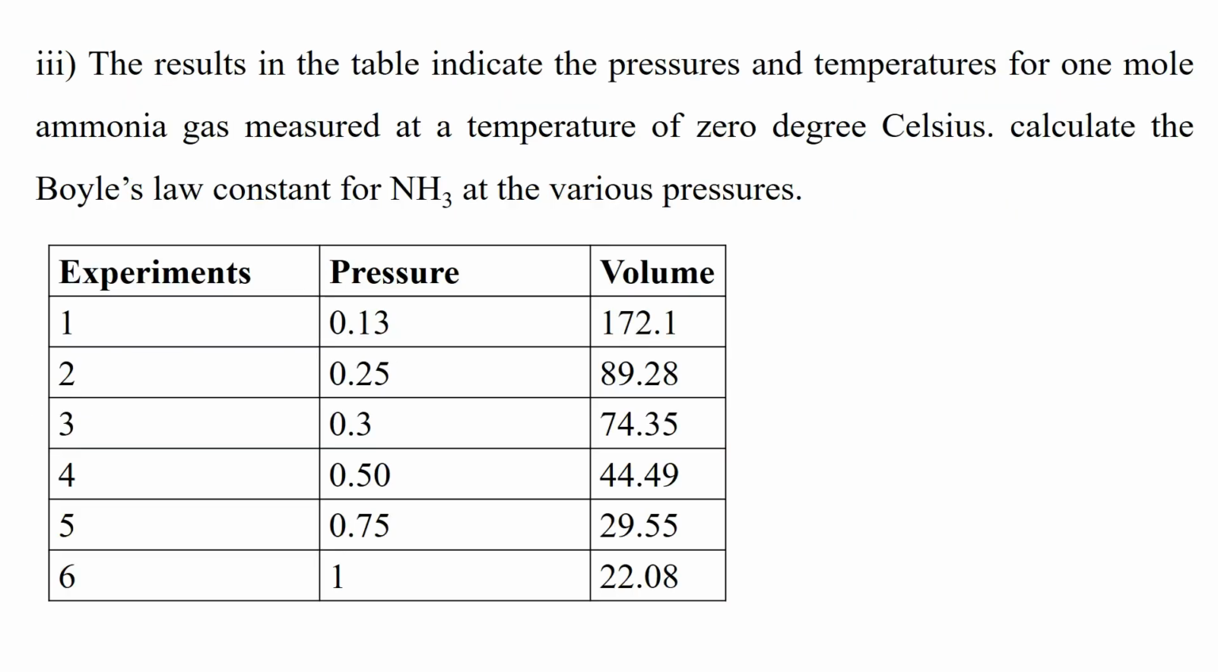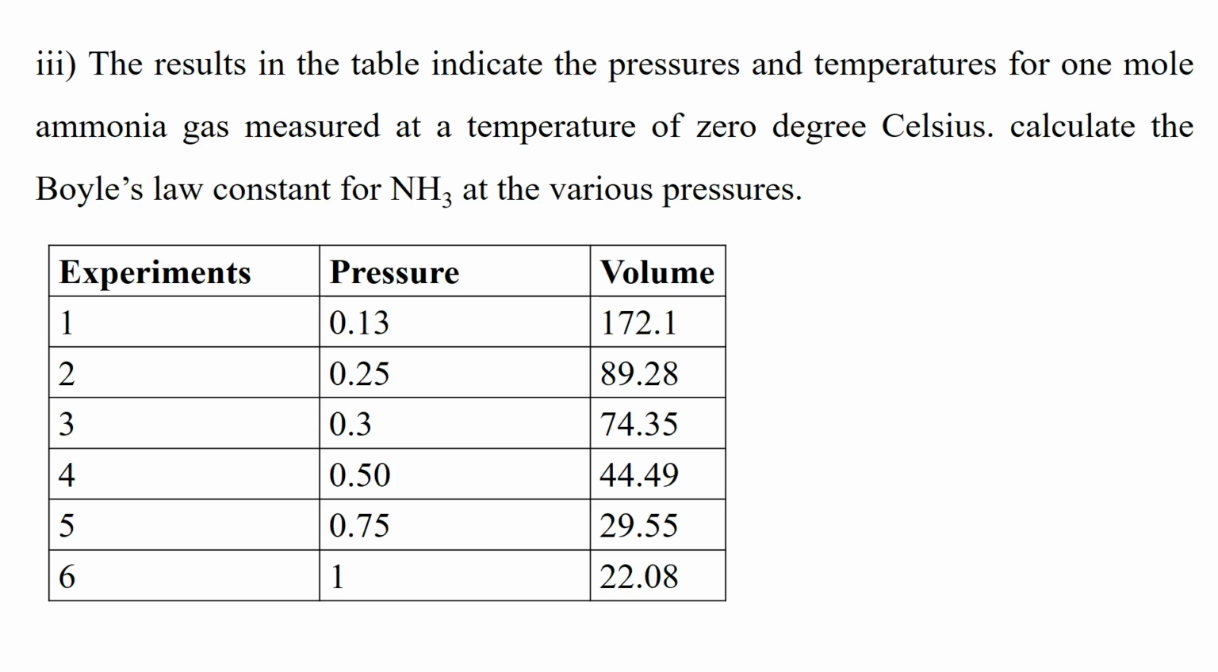Number 3, I as a sub-question, we have the result in the table which indicates the pressures and the temperatures for 1 mole of ammonia gas, and this 1 mole of ammonia gas was measured at 0 degrees Celsius, so that means at 273 Kelvin. They are asking to calculate the Boyle's law constant for ammonia at the various pressures. So we have a pressure and we have the volume, and we have to calculate the Boyle's law constant.